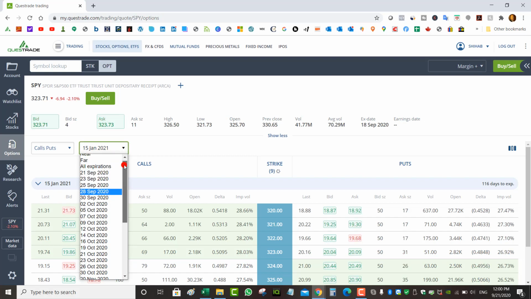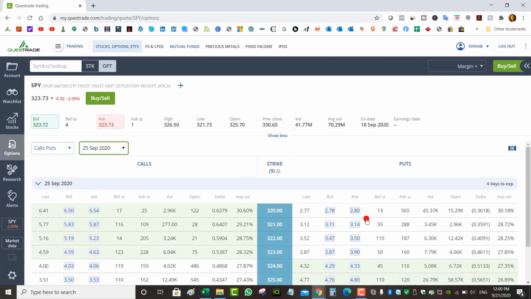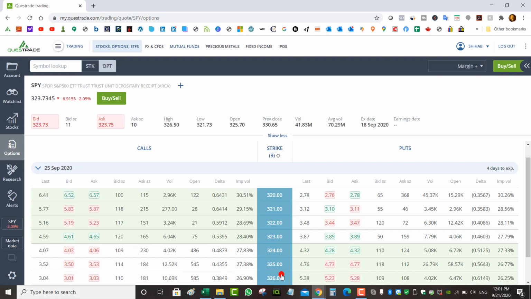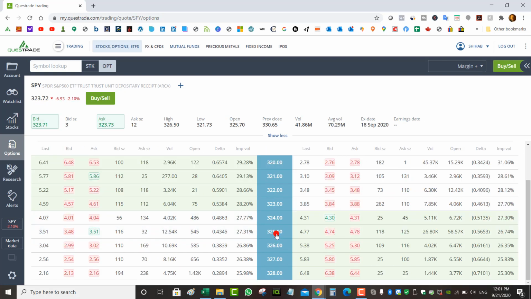So for example, let's look at a September 25th expiry, which is this Friday. Let's say SPY right now is trading at 323. Let's say I think that it will go to 330 by this Friday. So I could buy a call option and I have the choice of all these strikes and more. Let's say I buy the 325 strike, I'm going to have to pay $3.50. Now, if SPY starts moving up, this $3.50 is going to go up in value.